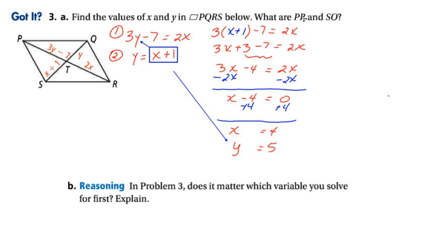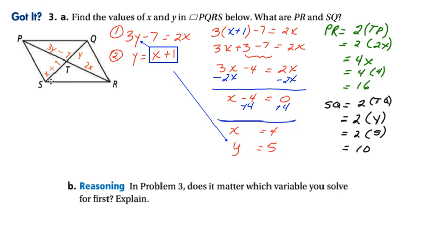Now our last step, we want to know what the lengths of those diagonals are. So PR right here is actually equal to double 2x. If you just say PR is equal to 2 times that segment TP, and that's 2x, that gives us 4x, but x was 4, so we know that PR is equal to 16. And then lastly, our second diagonal SQ, we're just going to say that's 2 times y, which is 2 times TQ segment right there. And y was equal to 5, so we get that diagonal is actually equal to 10.